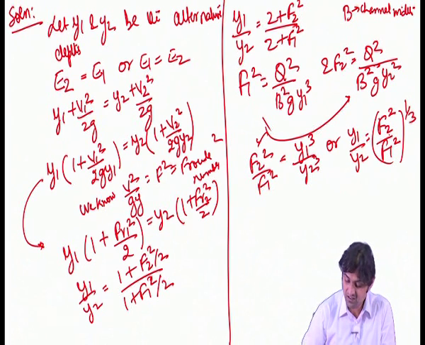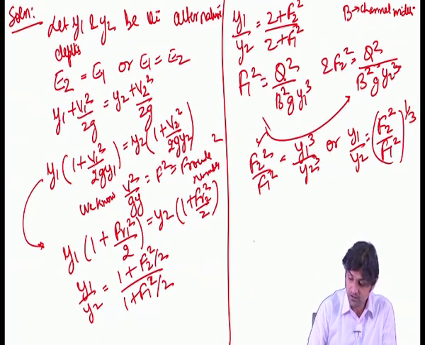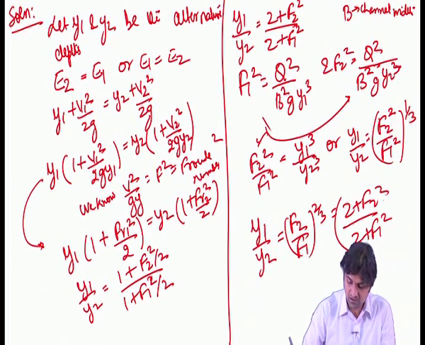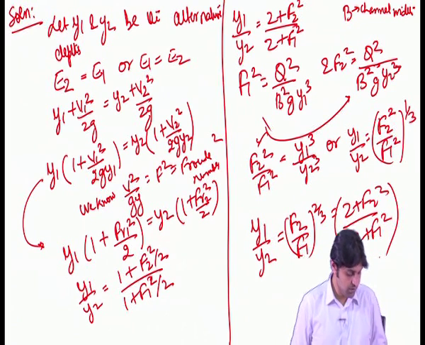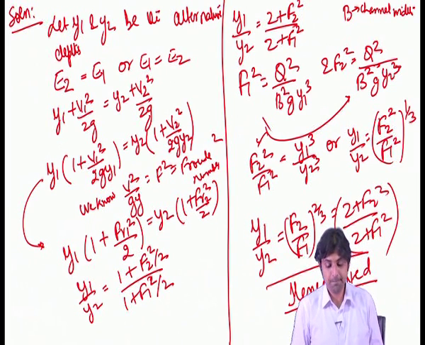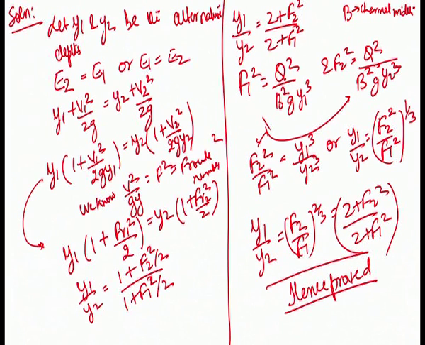All right. Correct, so this was cube. So y1 by y2 is equal to F2 by F1 to the power 2 by 3, which is equal to 2 plus F2 square divided by 2 plus F1 square, and this was what we had to prove.